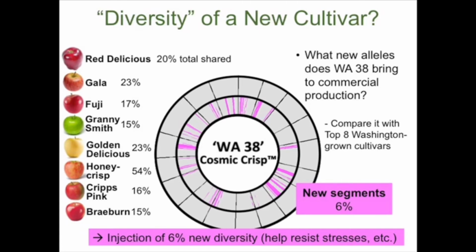And it could be some of those Floribunda segments. So 6% of what it has is new, and that brings an injection of new diversity. It helps resist stresses, that sort of thing, in production. So that's one way of looking at a new way that we can look at diversity now. Okay, on to the second part then.